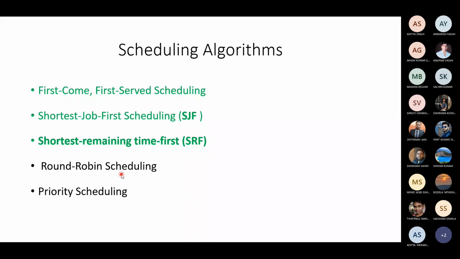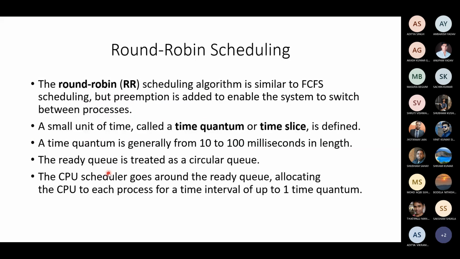Round robin scheduling is a very important scheduling algorithm, because this is the algorithm that we are using practically nowadays. Round robin scheduling is similar to FCFS scheduling, but preemption is added to enable the system to switch between processes. In FCFS, once a process is assigned, it will not leave in between. But in round robin scheduling, the process can leave before it finishes. A processor can switch from one process execution to another.